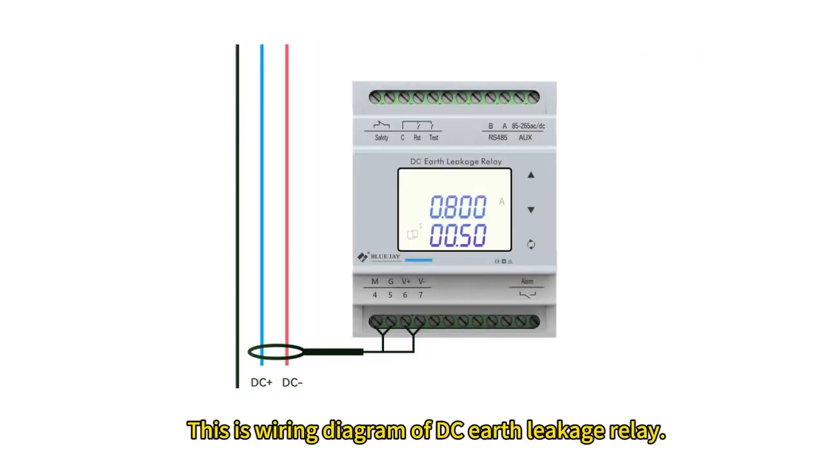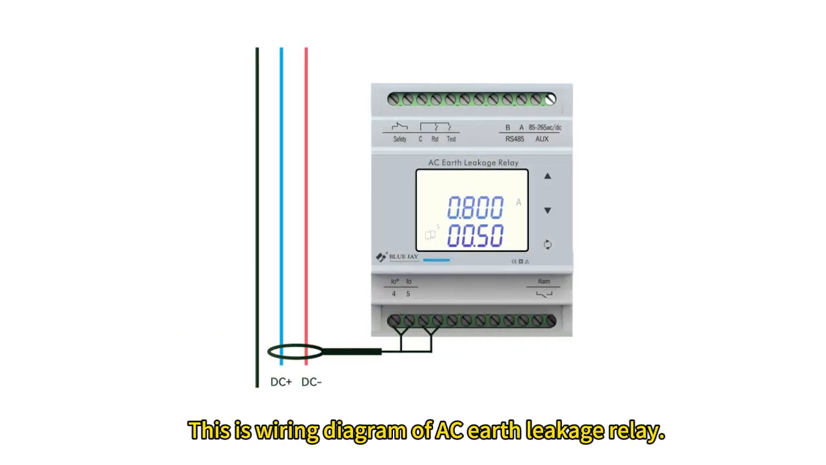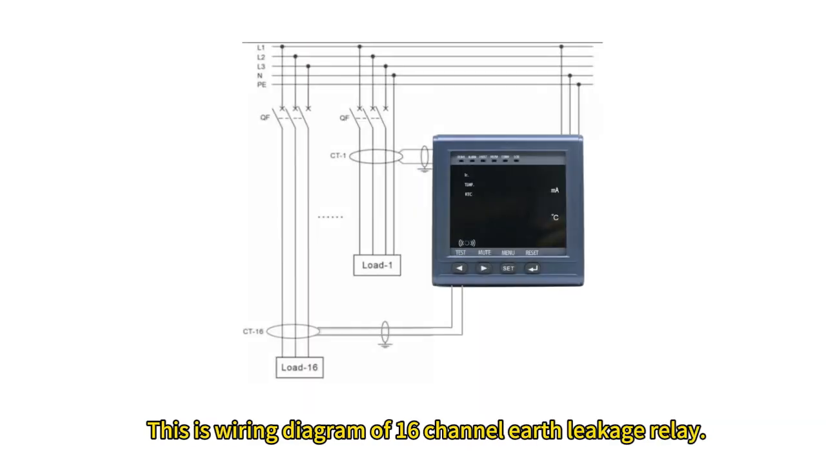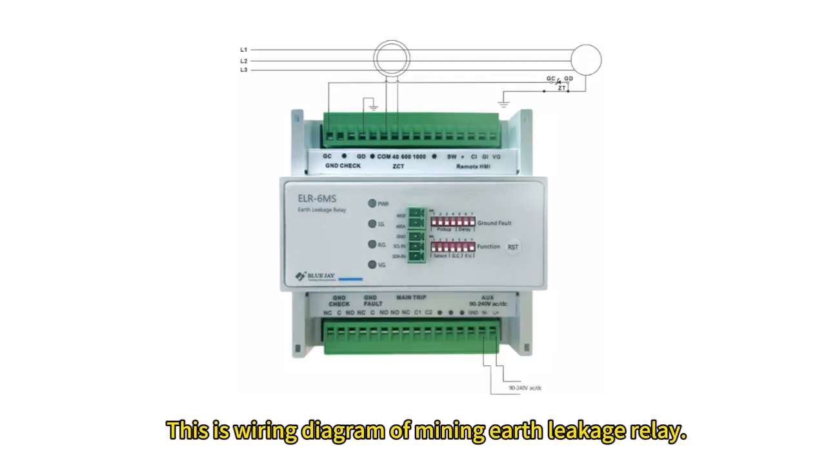This is the wiring diagram of DC earth leakage relay. This is the wiring diagram of AC earth leakage relay. This is the wiring diagram of 16-channel earth leakage relay. This is the wiring diagram of mining earth leakage relay.